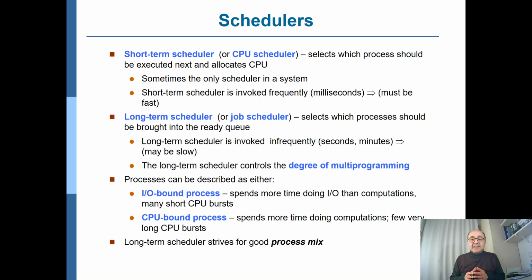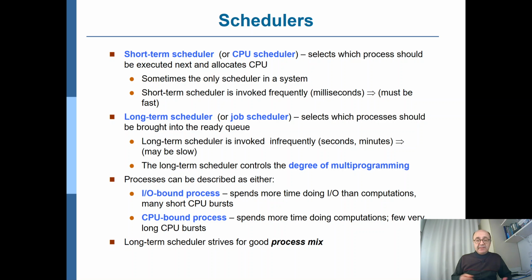So it selects the process to go into the CPU and get executed. That process will be allocated the CPU. As I said, in some systems, that's the only scheduler you have. That's why in general people just say scheduler. By default, everybody understands the CPU scheduler if you don't mention otherwise.